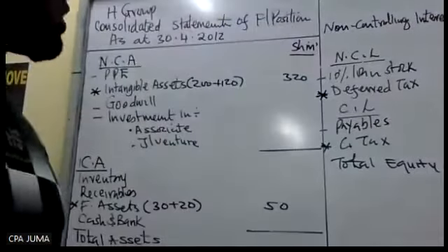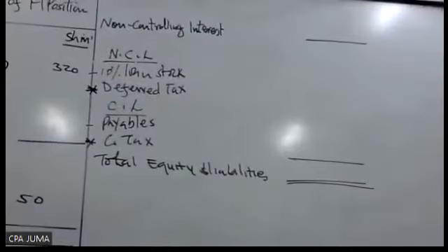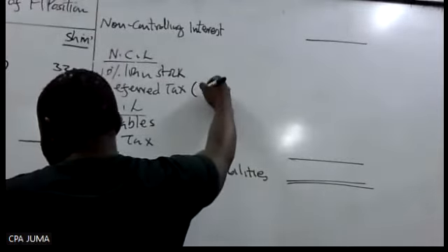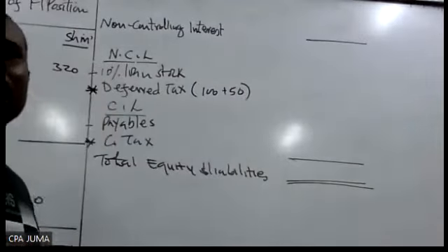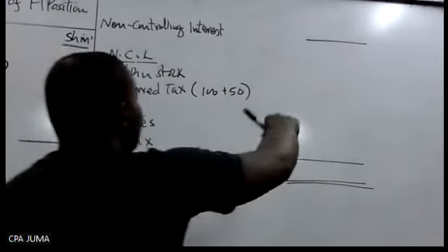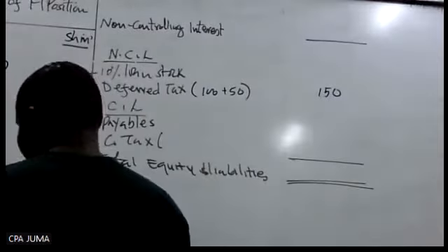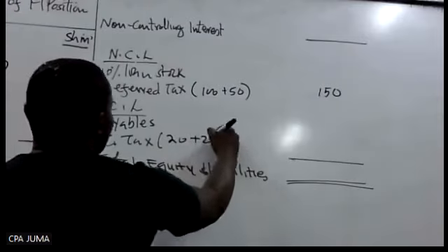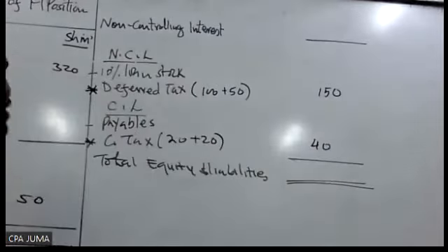Next, the ones I marked first, deferred tax. Deferred tax, you add 100 plus 50. We don't add for subsidiary, for associates and joint ventures. This is how much? Current tax, 20 plus, giving you. See how life has been made easy.